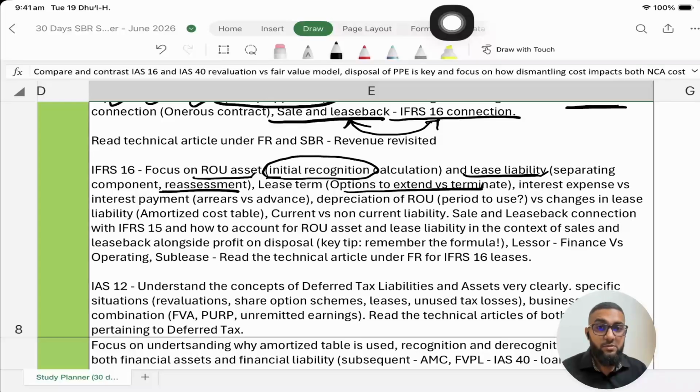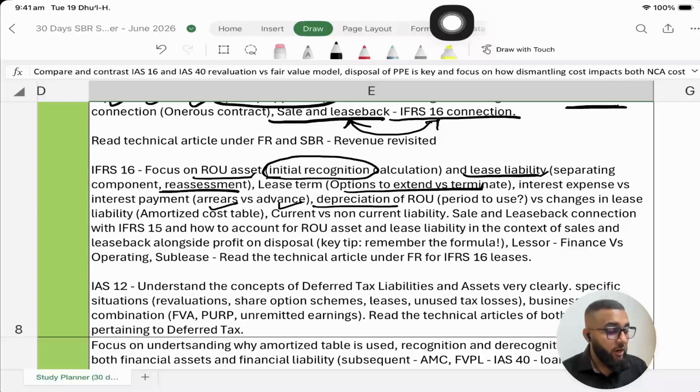Then lease terms, options to extend versus terminate. Specifically in lease terms, what are the options that are there to extend? What are the options to terminate? And how are you going to deal with those? All right. Then interest expenses versus interest payments. How are you going to recognize or record the interest payments? Are you paying it in arrears or are you paying it in advance? Depending on that, the non-current liability, current liability, as well as the interest component will change.